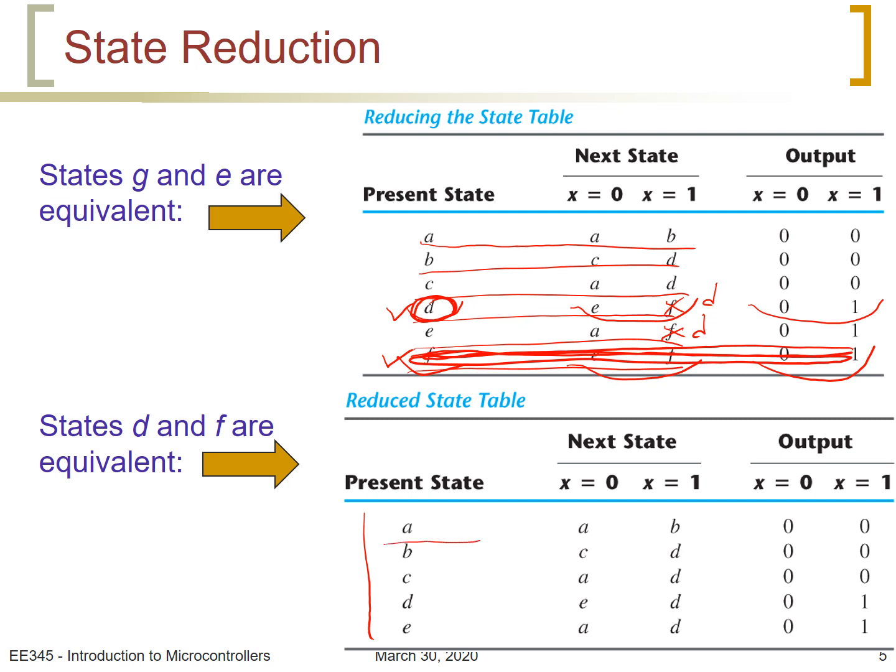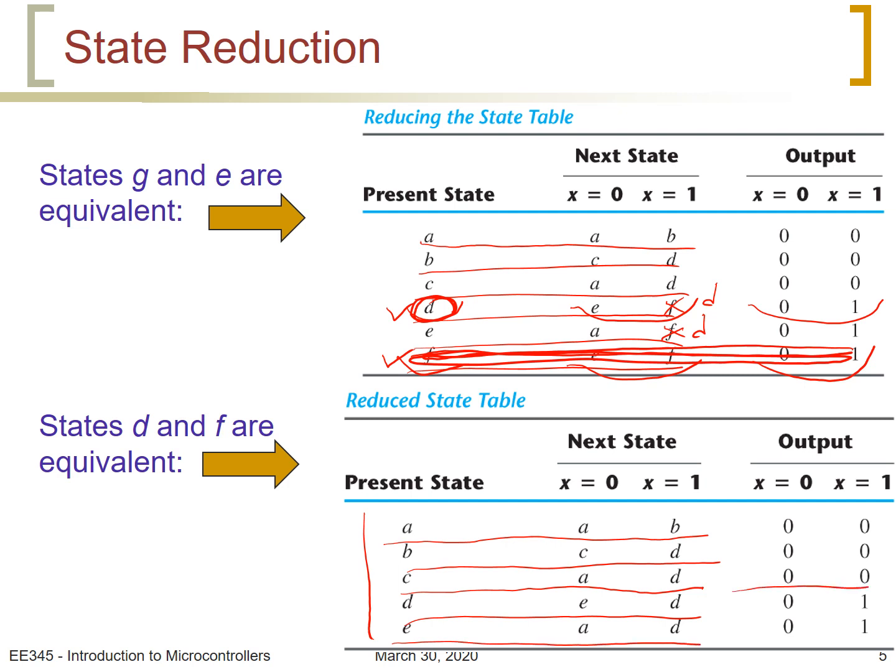State A goes to A and B, B goes to C and D, C goes to A and D, D goes to E and D, and E goes to A and D, and these are the outputs as we can see in this table. Are there any two equivalent states here in this table? Let us look at these. We have A and B next state, C and D, A and D, and E and D, A and D. Oh, A and D is the same here as here.